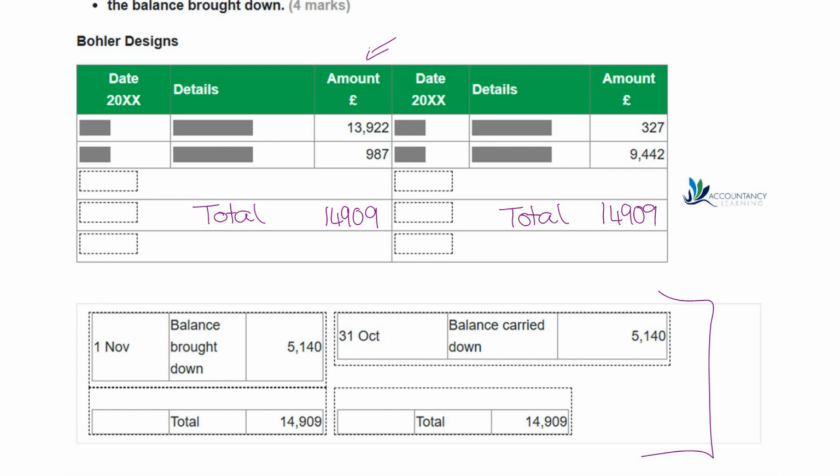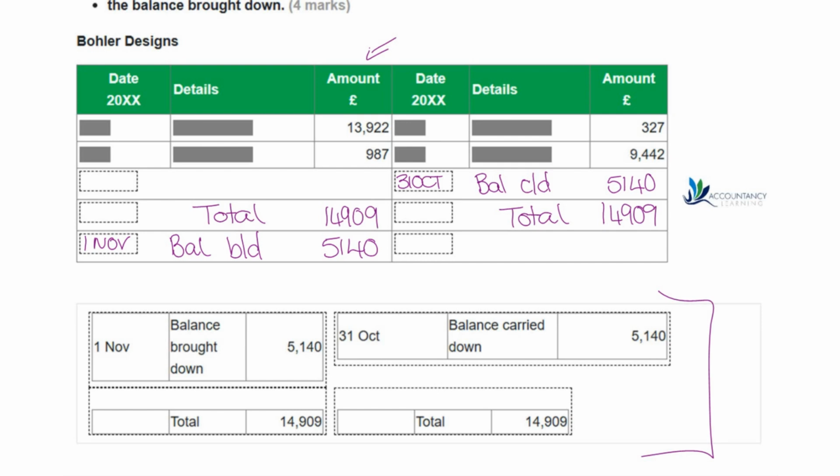Now on the credit side we need a balancing figure, so this is where we'll have our closing figure, which is our balance carried down, 5,140, and then our opening figure, which is our balance brought down, of the same amount.